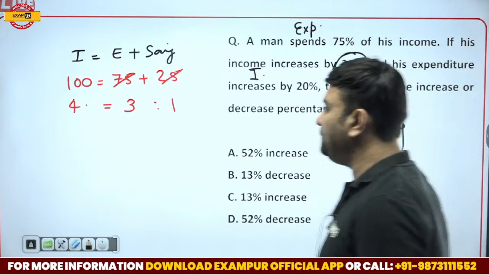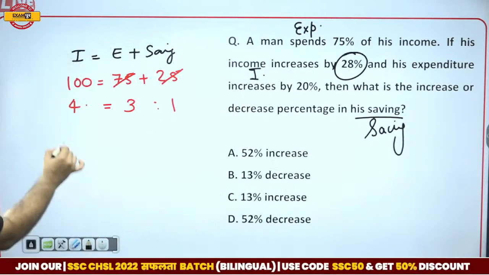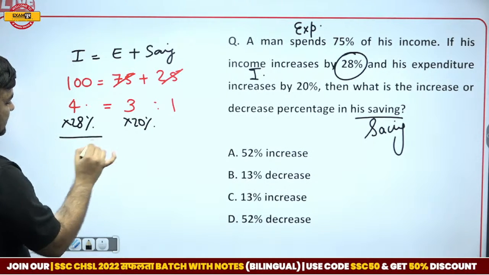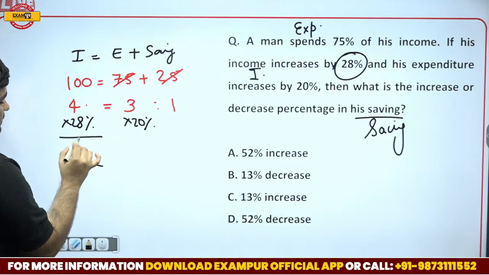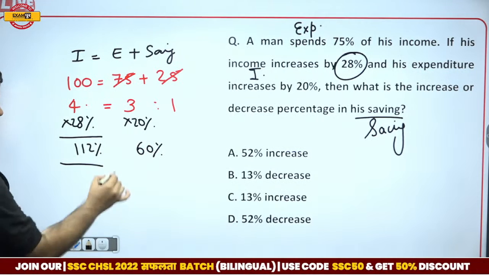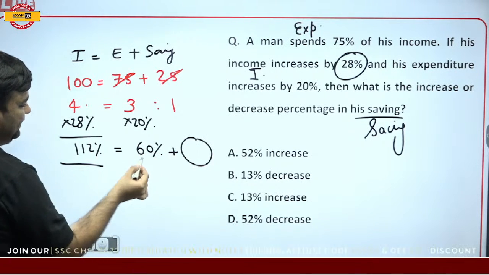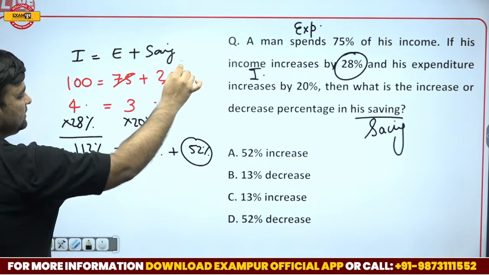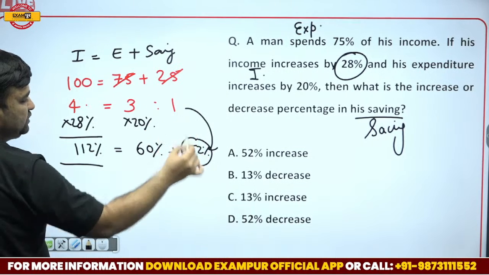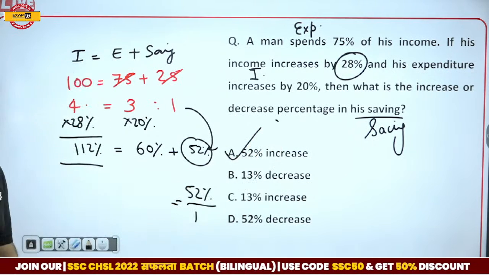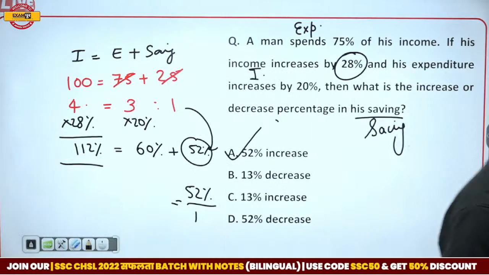Income increases by 28%. Just multiply income by 28%. Expenditure increases by 20%, directly multiply by 20%. So 112% and 60%. What should be added in 60 to make it 112? 52. So 52% change in the savings, over the quantity of 1. 52% divided by 1, a 52% increase. The fastest.